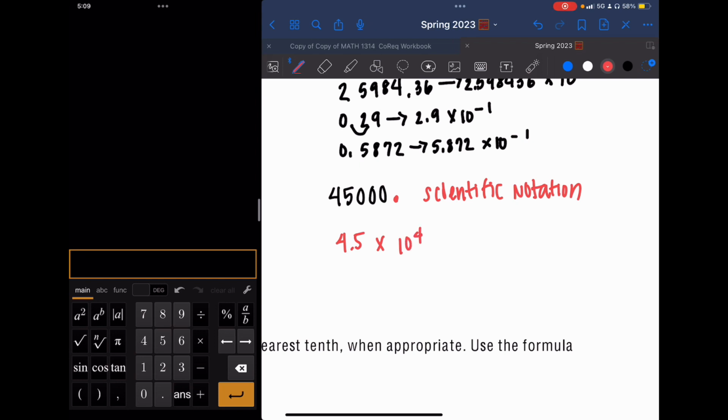I have our calculator up so we can check it. I have 4.5 times 10, and then 4 is the exponent, and I get 45,000.